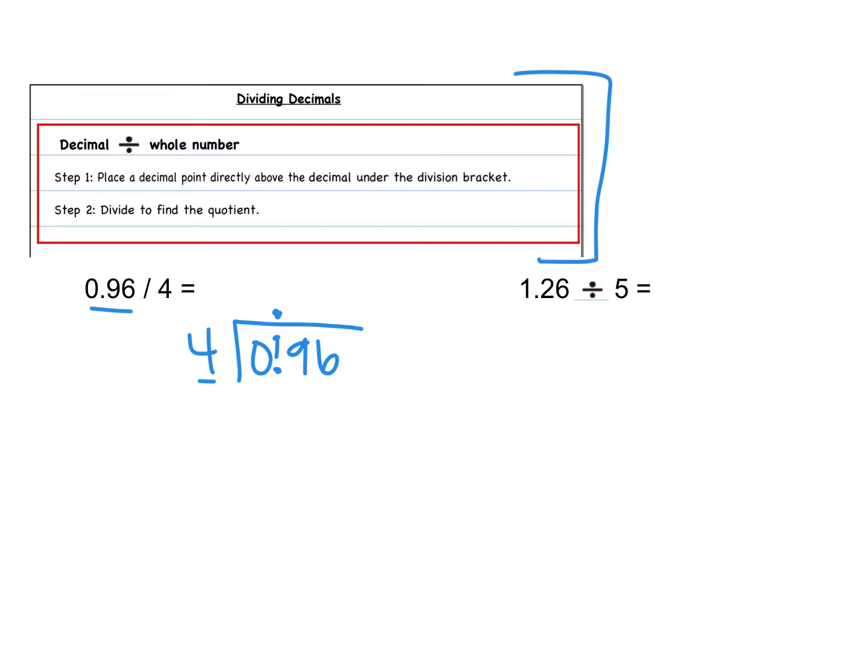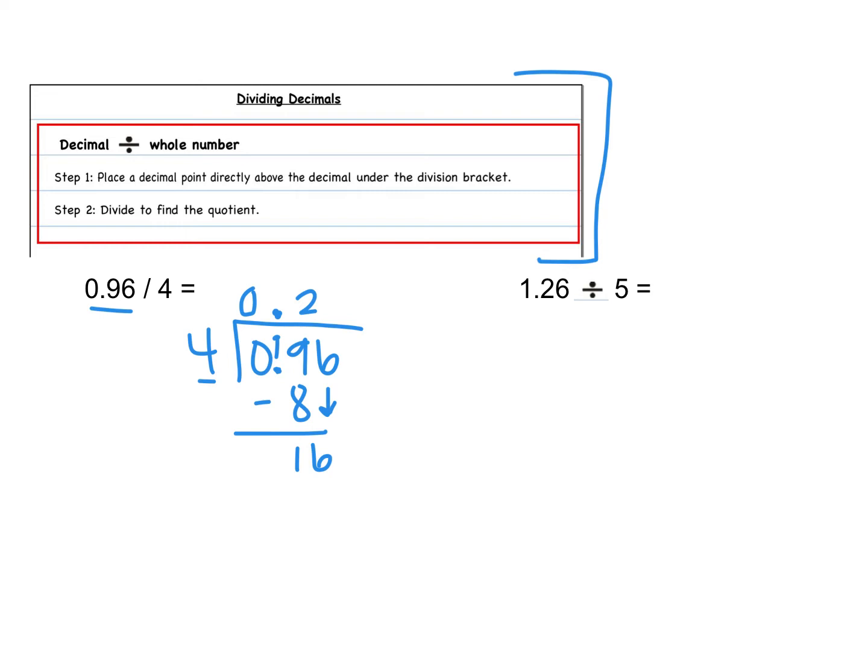Now divide like normal. So 4 can't go into 0, so I fill in with a 0 as a placeholder. Now how many times can 4 go into 9 without going over? It goes in there twice. Multiply. 2 times 4 is 8. Now we're going to subtract. 9 minus 8, which is 1. Drop down the next number, which now we have 16.